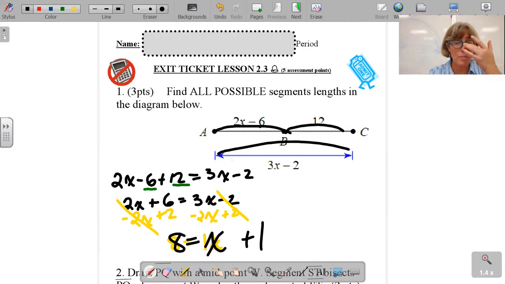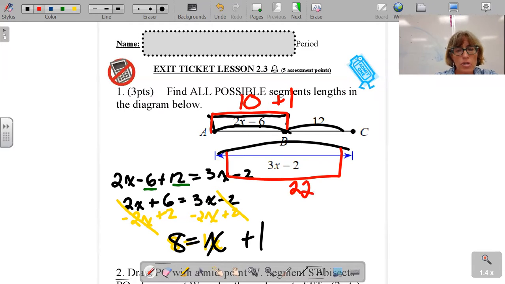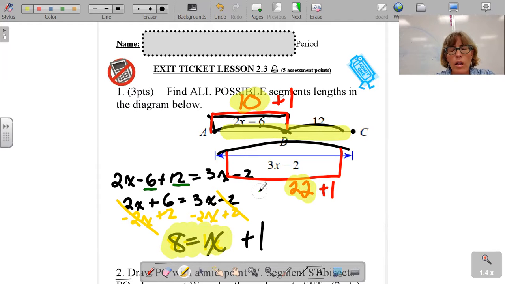If they plug in x equals 8, 2 times 8 is 16 minus 6, so this is 10. And then 3 times 8 is 24 minus 2, that makes this 22, and that's also worth 1 point. So there's your 3 points: plus 1 for x equals 8, plus 1 for AB equals 10, and plus another 1 for AC equals 22. Either they have that directly on the diagram, or they have a list. Either way.